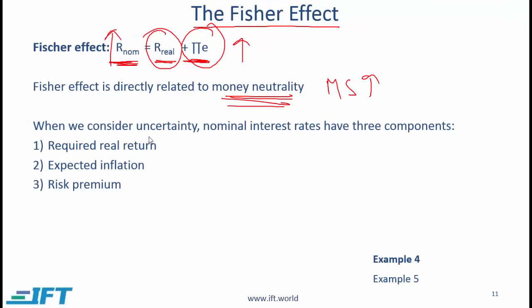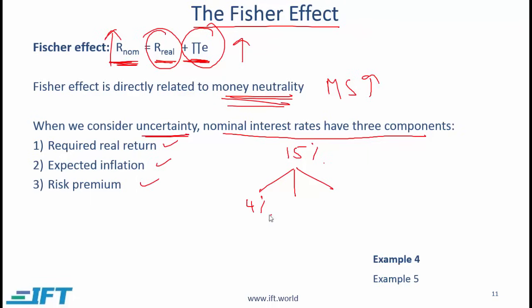When we add an element of uncertainty to our investments, then we can say that nominal interest rates have three components: the required real return, expected inflation, and risk premium. This connects with material that you see in quantitative methods and fixed income, but the idea is straightforward. Let's say that we invest in a corporate bond where the return is 15%. This return has three components: the required real return, and let's say that number is 4%.